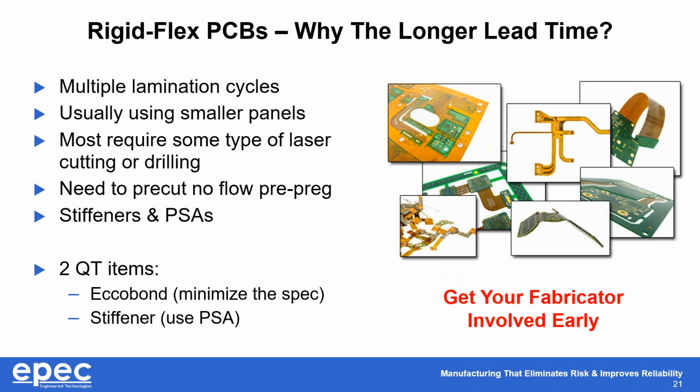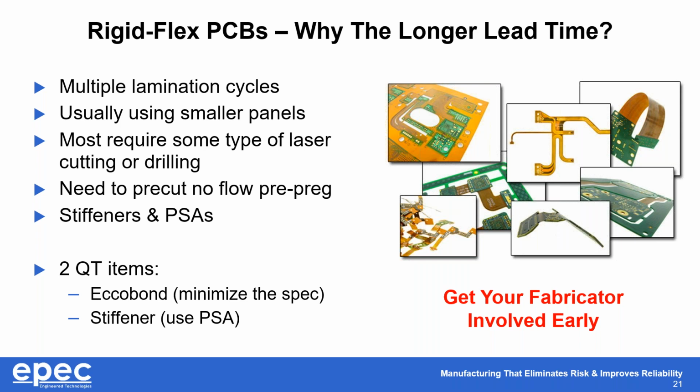However, on flex and rigid flex, that's usually 7 to 10, right? And there's a couple of reasons for that. One of them is the multiple lamination cycles that we've talked about. Two is, we're using smaller panel sizes, so it's a lot more processing, right?